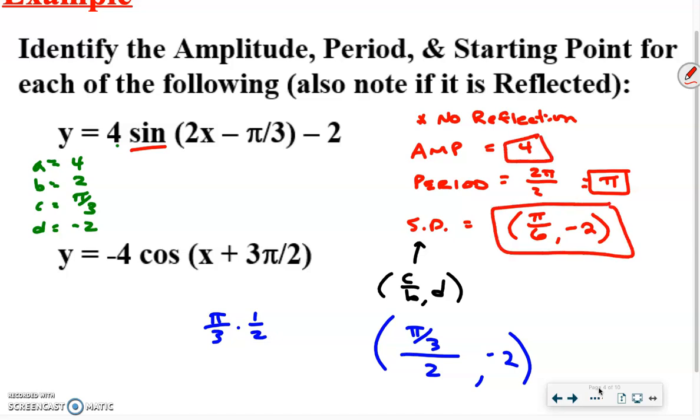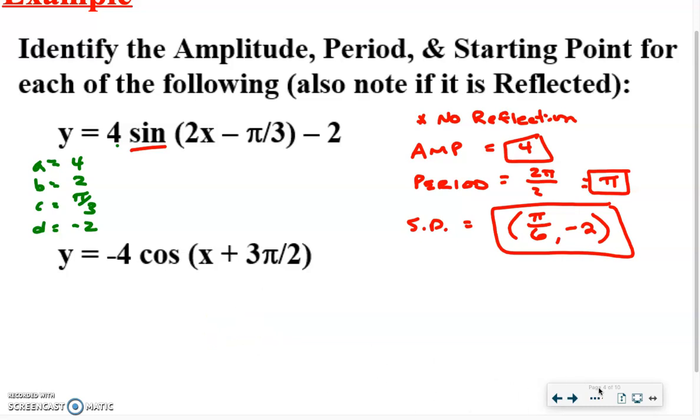All right, guys, how do we feel about finding the amplitude, period, starting point, and the fact that there's no reflection? Are we feeling pretty good about that? Okay, luckily in this problem, we're done. We don't have to go any further, but usually the next step would be to actually draw in the graph. Now let's try this again on the next problem.